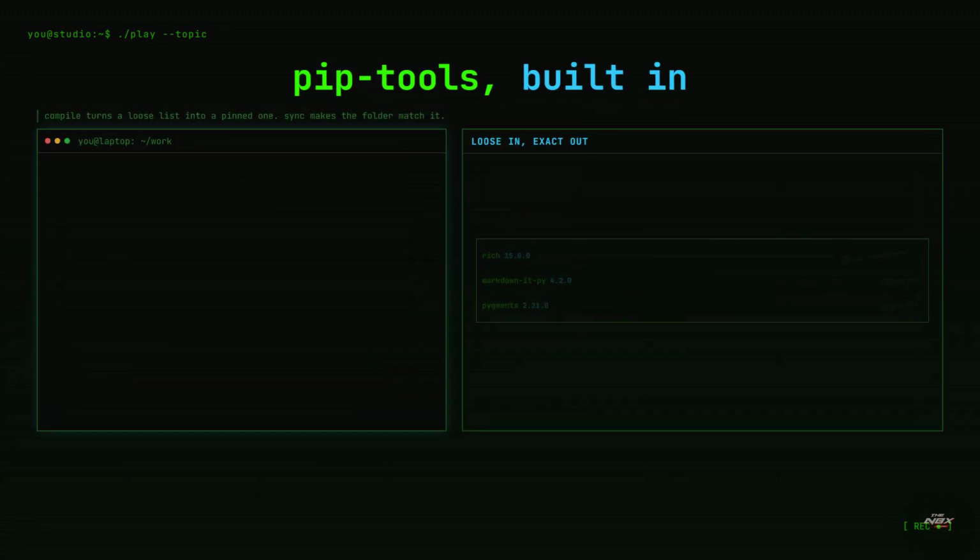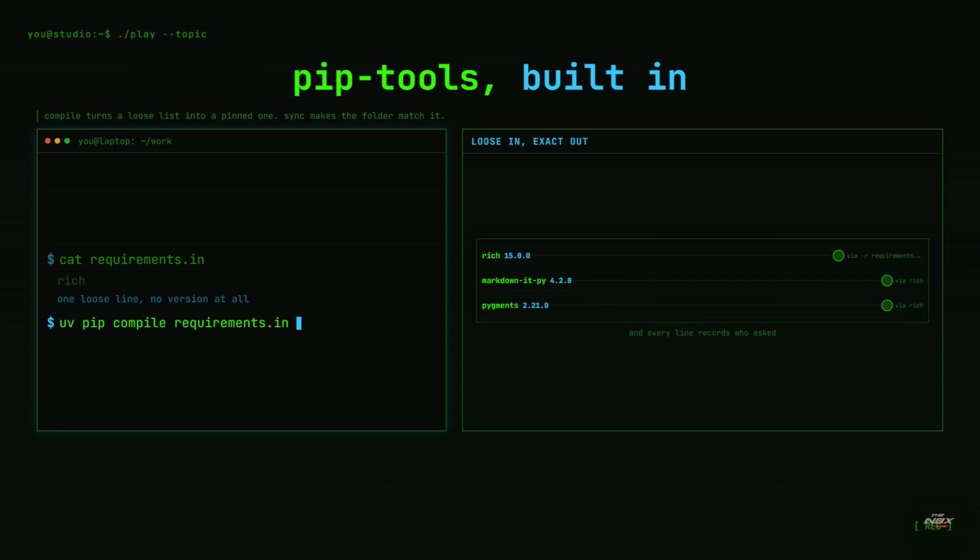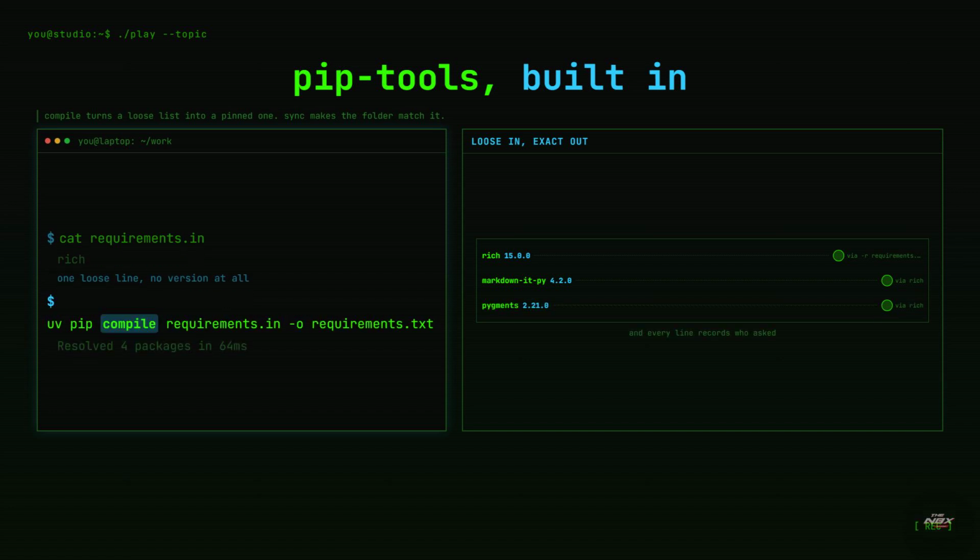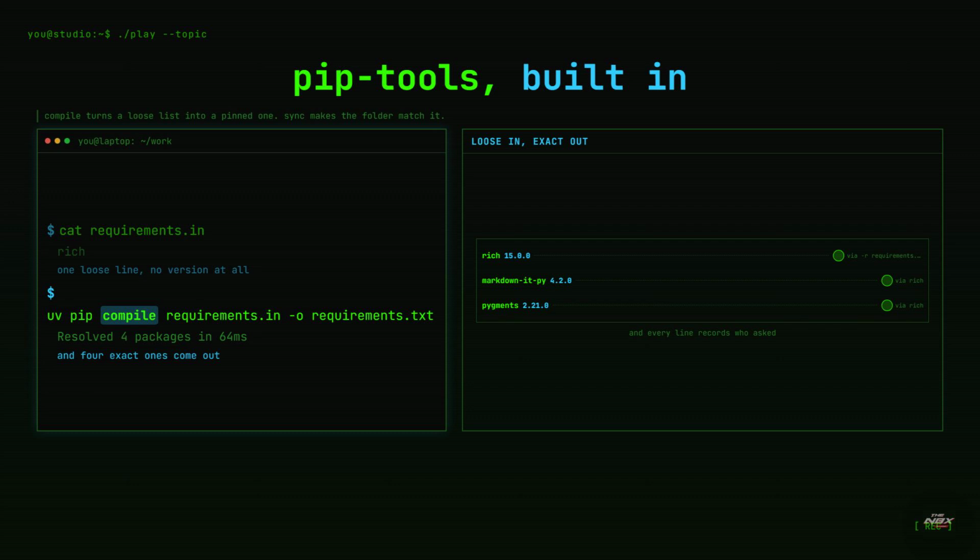Now the pair that replaces a whole separate tool. If you've used pip-tools, this pair will look immediately familiar. Compile turns a loose list of requirements into an exact pinned one. Sync then makes your environment match that pinned list precisely. Both live inside UV already, which means there's nothing extra to install and nothing else to keep updated.